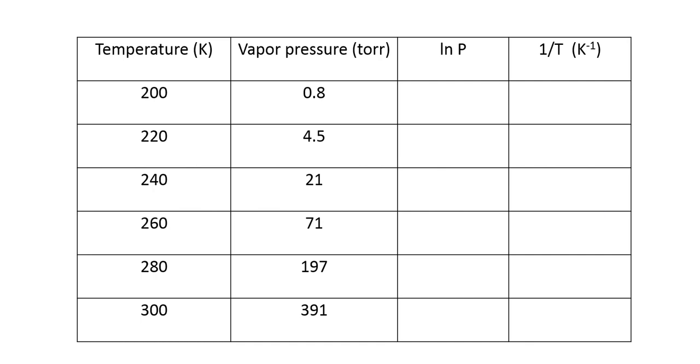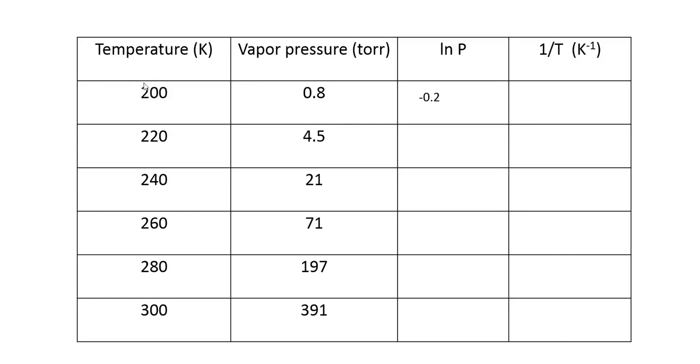You are given temperature in Kelvin and vapor pressure in torr. So the first thing is to change the temperature to 1 over temperature. And you want to change the vapor pressure from torr to the natural log of vapor pressure. So if we take the natural log of 0.8, the answer will be minus 0.2.